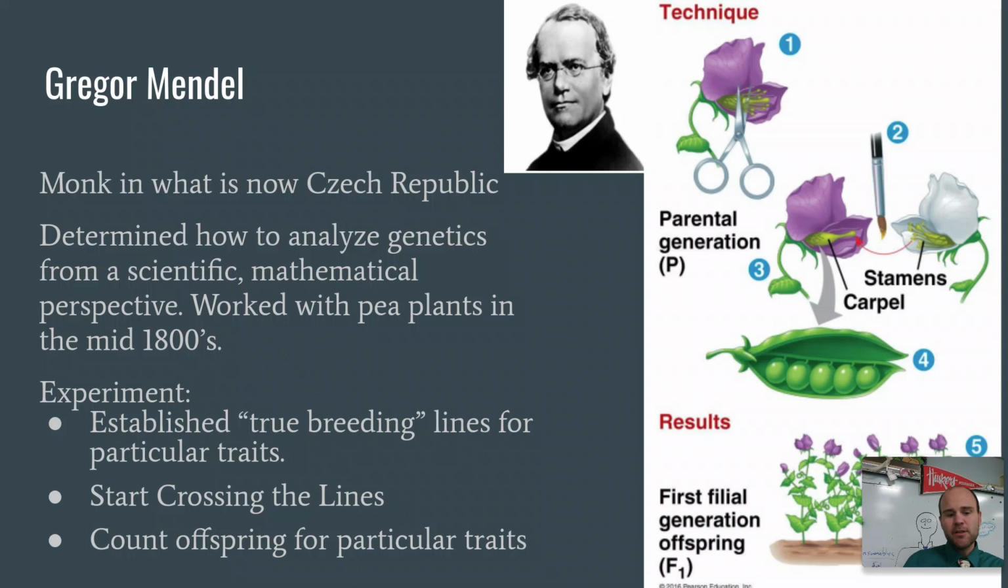What he did was he established some true breeding lines. What that means is if you took the two plants and crossed them, the offspring always had the same traits, no matter how many generations you went forward. Then he started crossing different lines that had different traits, and in each generation, he would count how many offspring there were. For example, one really popular one was purple flowers versus white flowers. He would control how they were bred by cutting off the stamens of the male plant and rubbing that on the carpel and pistil of the female plant to ensure pollination was occurring as he wanted it to.